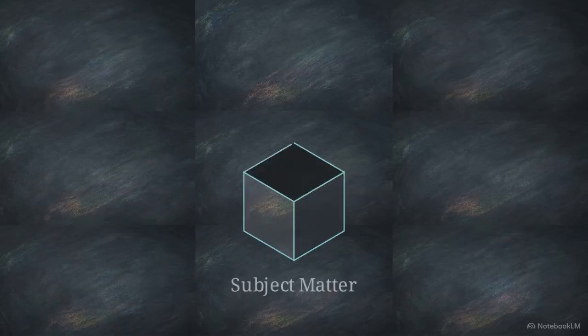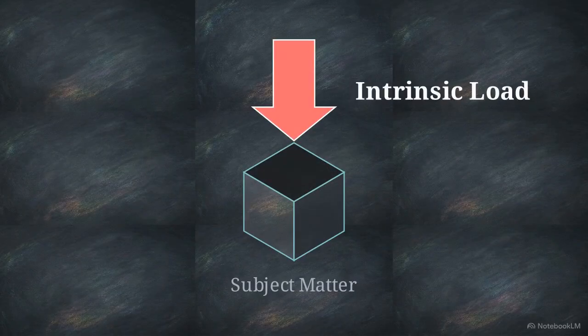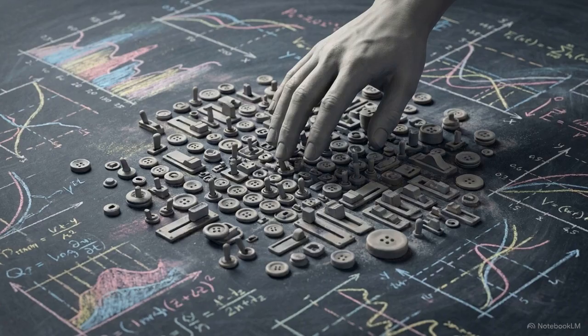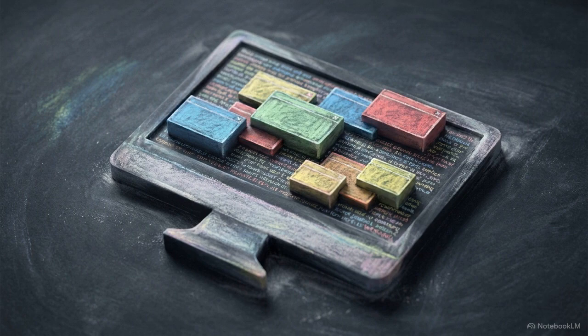The first is intrinsic load. This is the baseline difficulty of the material itself, the inherent complexity of the subject you are trying to learn. The second is extraneous load. This is the friction caused by the format. It's the unnecessary mental effort spent navigating a clunky interface or deciphering poorly structured instructions.